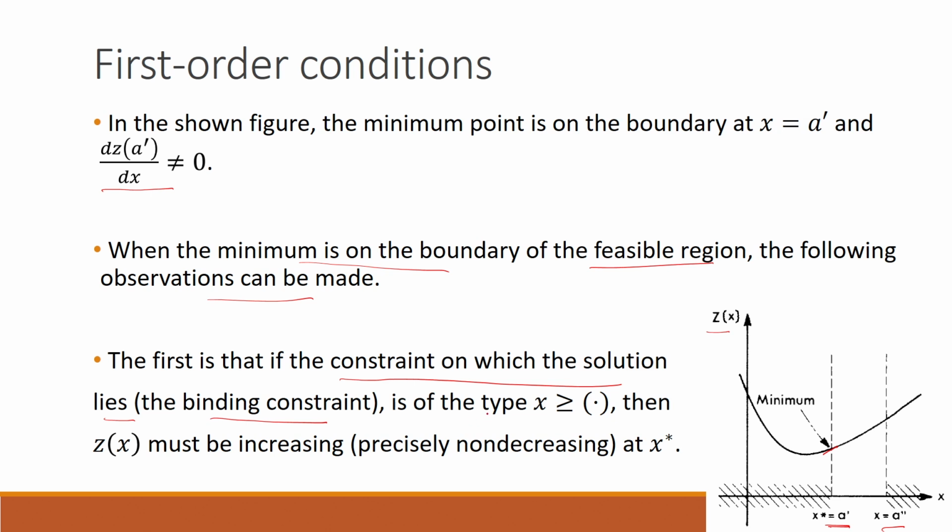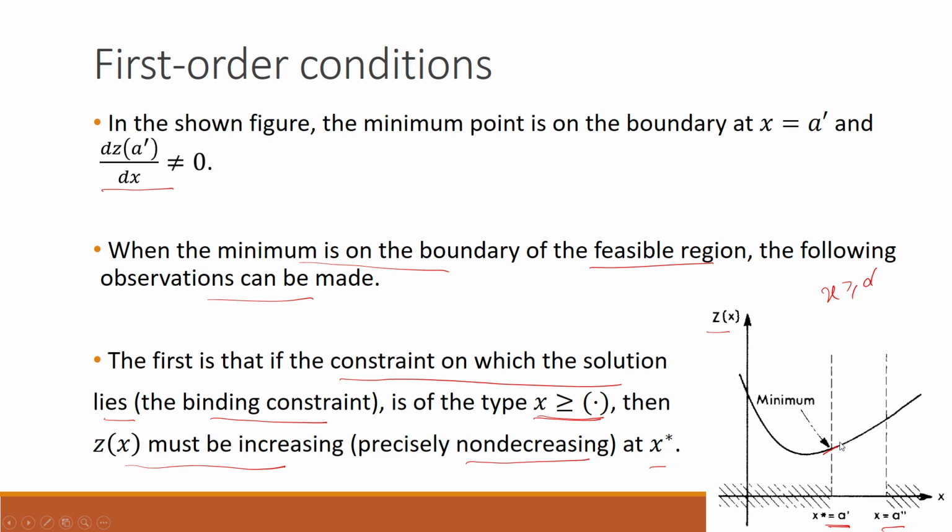So, if this kind of constraint is of the form x greater than or equal to some constant, then z(x) must be increasing, or to be very precise, non-decreasing at x star. Let us look at this diagram here. This constraint is in fact of this form, x greater than or equal to a dash. It satisfies this condition, and this is the binding constraint because the optimal solution is here, because z(x) takes the minimum value at this point.